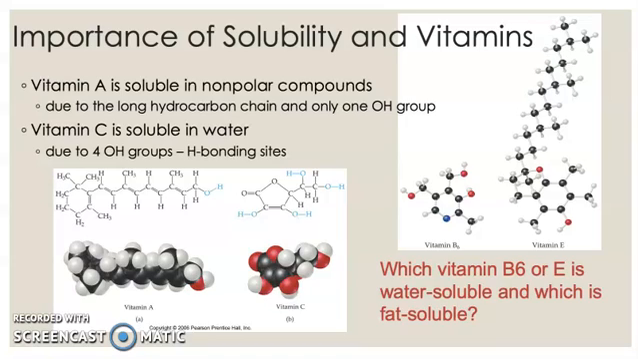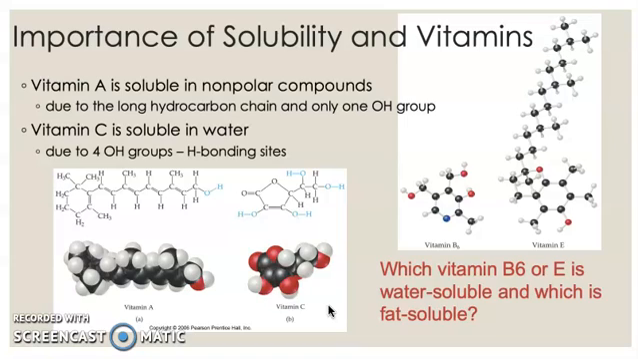chain, whereas vitamin C on the right here is soluble in water because it has 4 OH groups, which make for good hydrogen bonding sites. OH groups are great hydrogen bonding sites, so water is really going to want to bond to those spots, and it's going to dissolve that vitamin C. So here in this case we have water. Water is polar, so vitamin C must also be polar in this case. So vitamin C is water soluble.